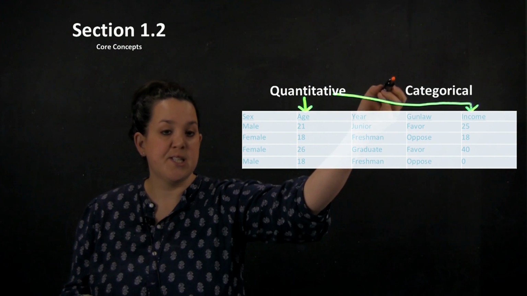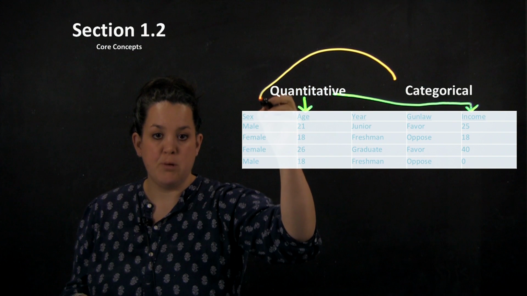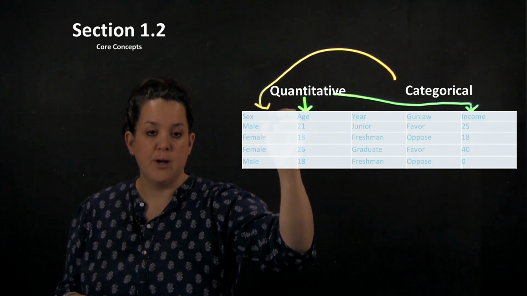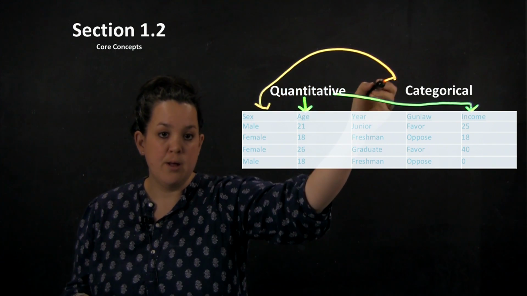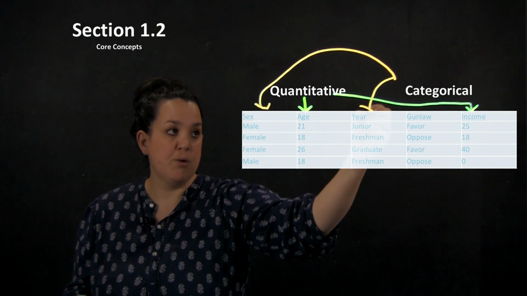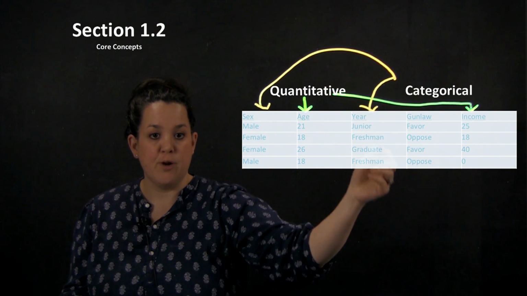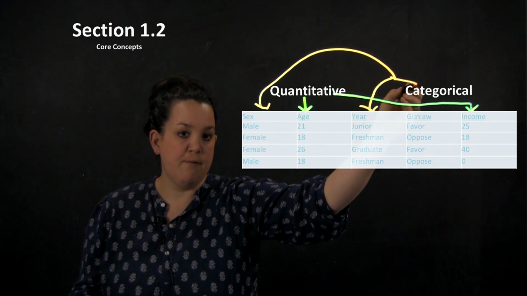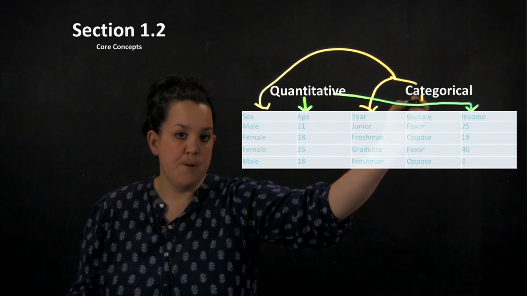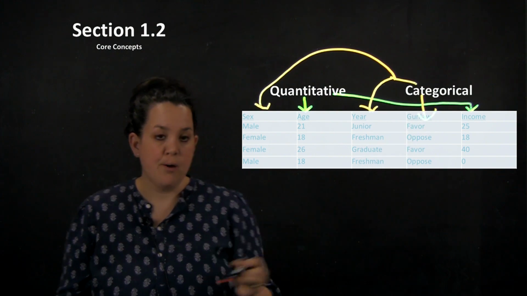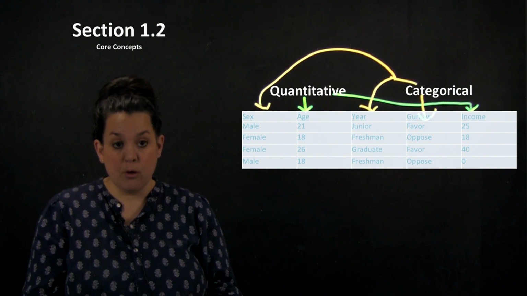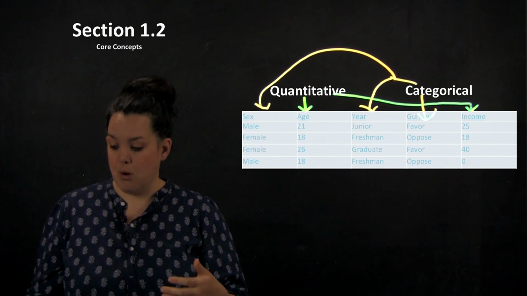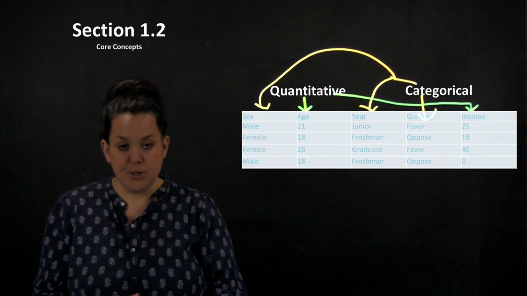When you look at categorical, it's going to be a group or category name. So for this data set, we have categorical would be sex, so a male or female. Then you have year, which is going to be junior, freshman, graduate, sophomore. And then you also have, for a categorical variable, your opinion on the gun law. So it's called categorical because it's going to be the group or category that you fit into.